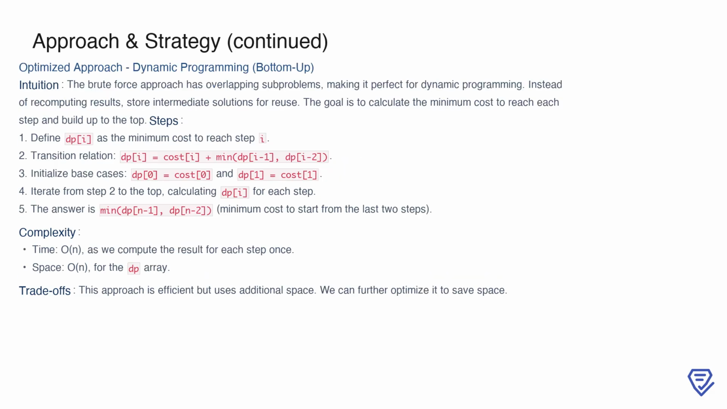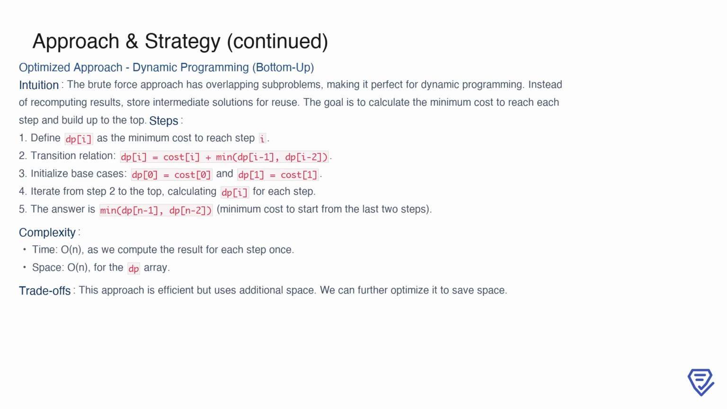Recognizing the inefficiency of the brute force approach, we turn to dynamic programming, which leverages the overlapping subproblems of recursion. Instead of recalculating solutions, we store intermediate results in a DP array to reuse them. Here, we define dp[i] as the minimum cost to reach step i. The transition relation is straightforward. The minimum cost to reach a step is the current step's cost plus the smaller of the costs to reach the previous two steps, expressed as dp[i] = cost[i] + min(dp[i-1], dp[i-2]).